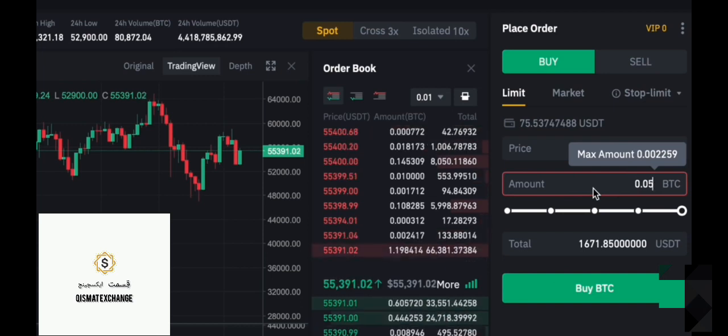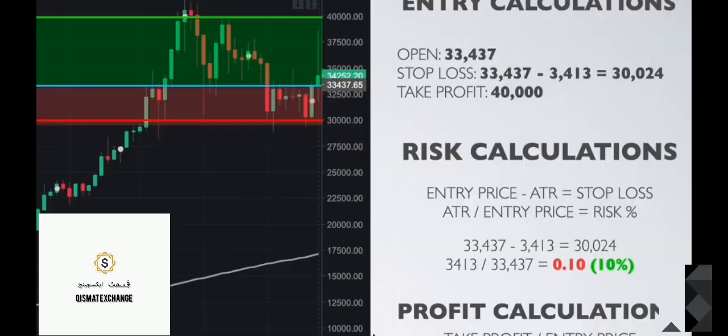We're trading 1,600 bucks. Place that limit order, place that buy, or just go ahead and do a market order, but you might get a worse trade. Next up, put your stop loss in. Remember, that's a stop loss order.